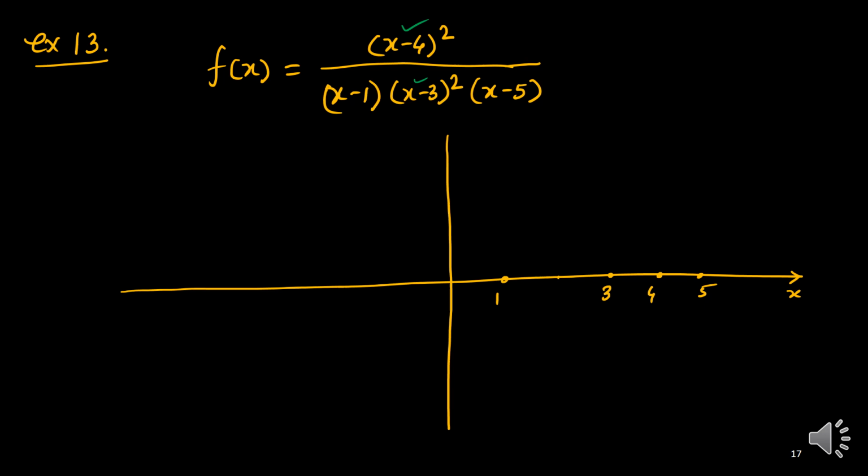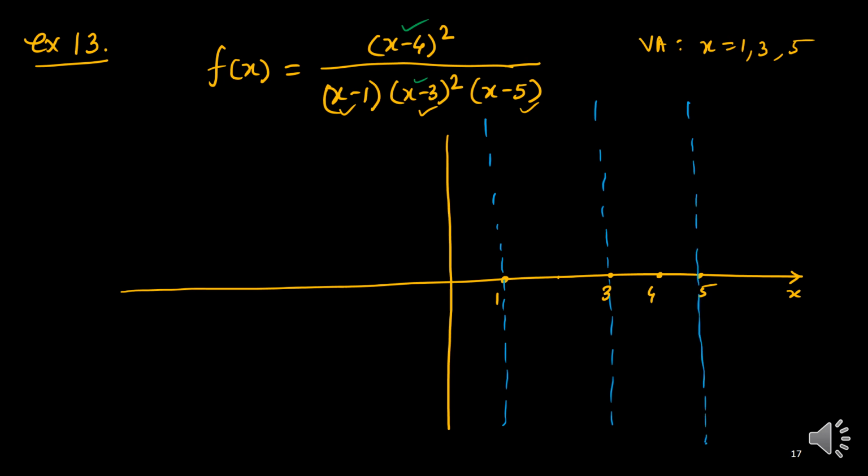Okay, what are the vertical asymptotes? For this one x equals 1, for this one it's 3, for this one it's 5. Again 1, 3, 5. So I can draw those vertical asymptotes first: one at 1, one at 3, and another at 5.